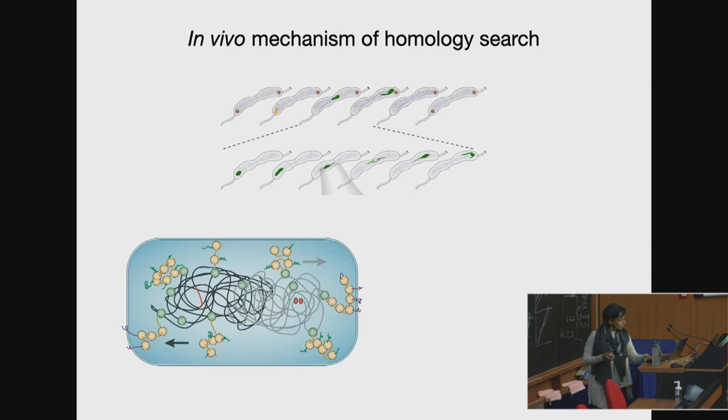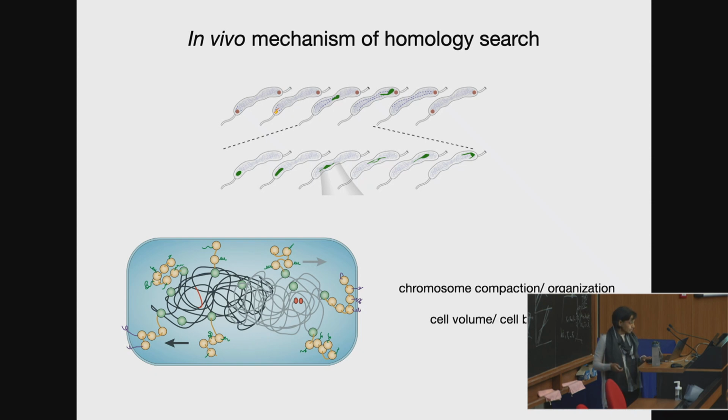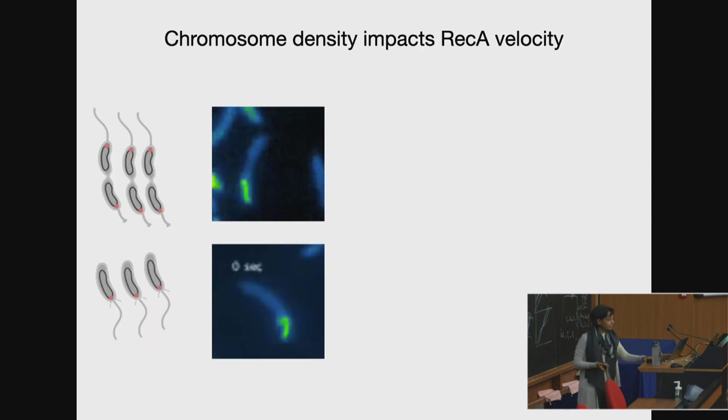So I'm very quickly going to tell you about where we are going with these questions. One of the questions we're going to ask is how exactly does this break site traverse inside the cell to find the partner? How does it go through the chromosome or on the chromosome? So we want to understand what's the role of chromosome compaction or organization in this process, and what impact does cell volume or cell boundary have on it.